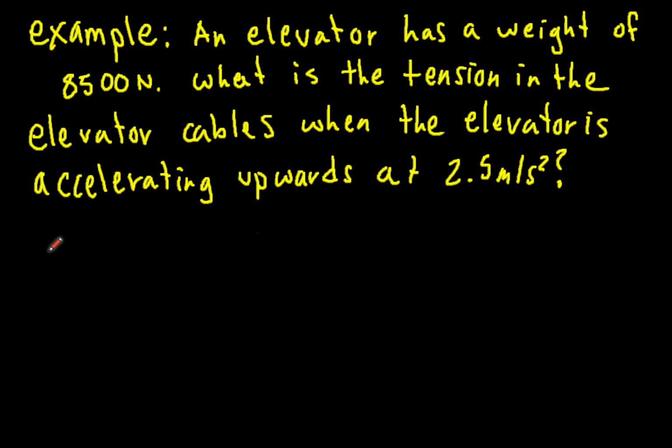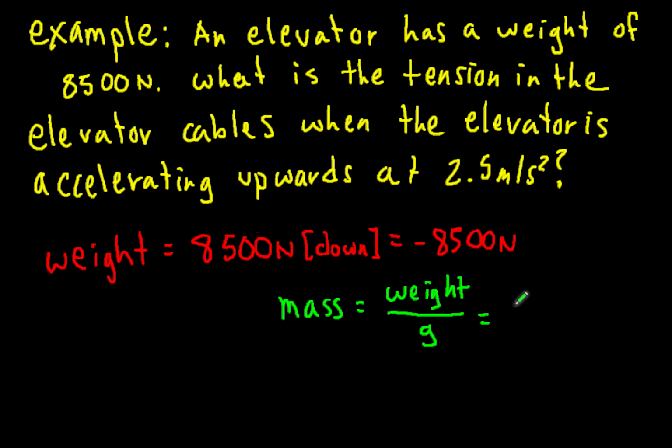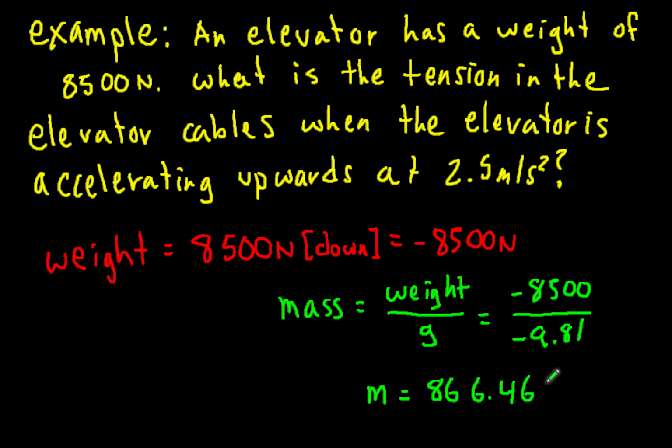First of all, when you're given a force problem and you're given weight, it's pretty likely you're going to want the mass. To convert weight into mass, we remember that weight is down, so weight is 8,500 newtons down, or negative 8,500 newtons. And we remember that mass is equal to weight divided by little g. This is negative 8,500 newtons divided by negative 9.81, which gives us a mass of 866.4279 kilograms.